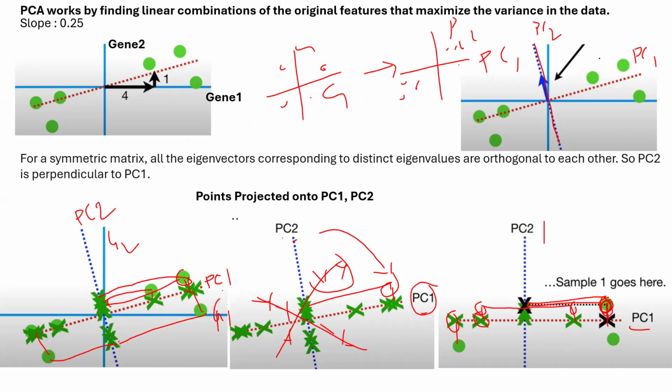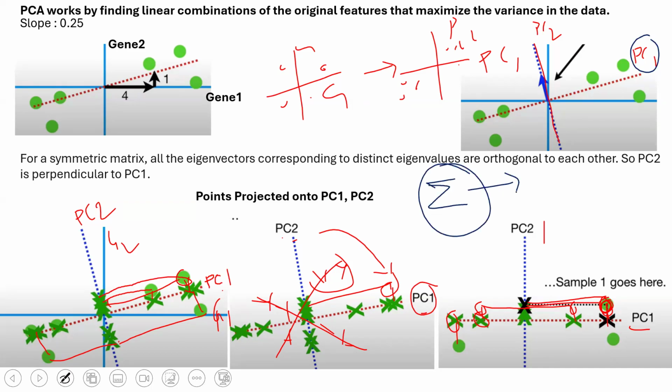Why are they orthogonal to each other? Because for a symmetric matrix, all the eigenvectors corresponding to the distinct eigenvalues are orthogonal to each other. So from which matrix are we deriving principal components? We are deriving that from sigma, which is the covariance matrix. Is the covariance matrix a symmetric matrix?